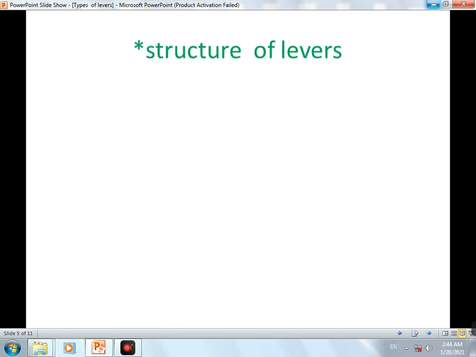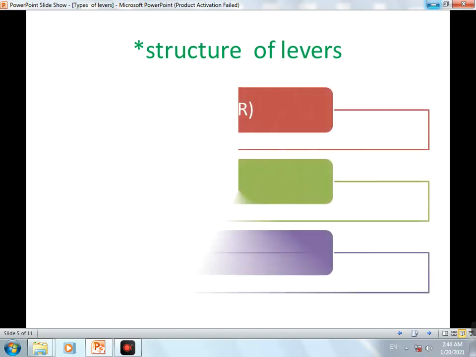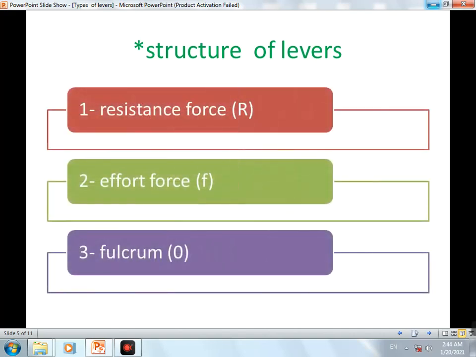So what is the structure of levers? Levers consist of 3 parts. Number 1, resistance force. 2, effort force. 3, fulcrum. And resistance force is represented by the symbol R, effort force is represented by the symbol F, and fulcrum is represented by O.